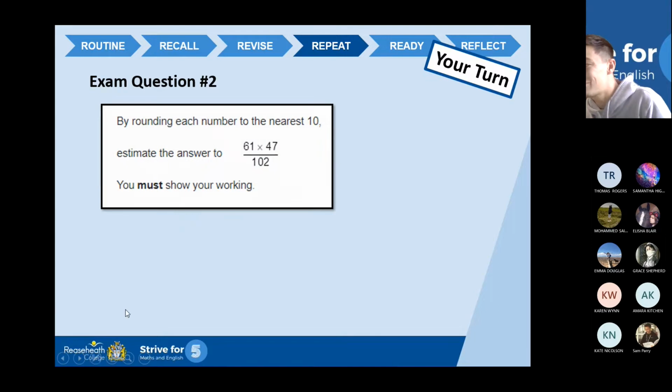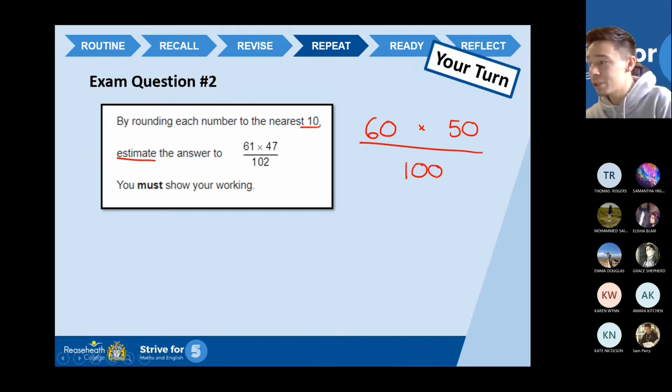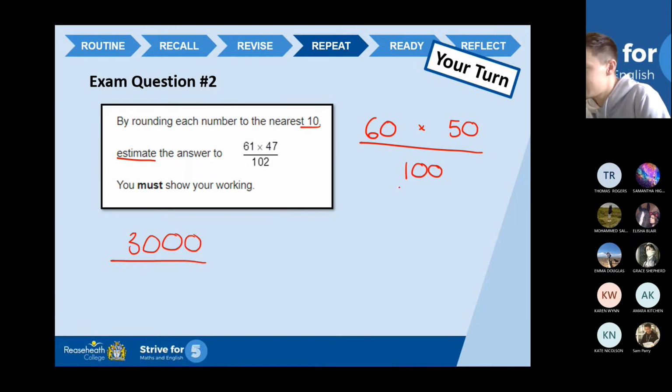The next one, it does say again here, doesn't it? Round to the nearest 10. So do you know when teachers say read the question carefully? I suppose that's what we mean. So when we say estimate, okay, and to the nearest 10, we have to do that. So 61 goes to 60. 47 goes up to 50. Divided by 102, that's going to be 100. Okay, so now what I'm going to do, I've got those rounded to the nearest 10. I'm now going to complete the sum. So 6 times 5 is 30. Add in those 2 zeros, it becomes 3,000 divided by 100.